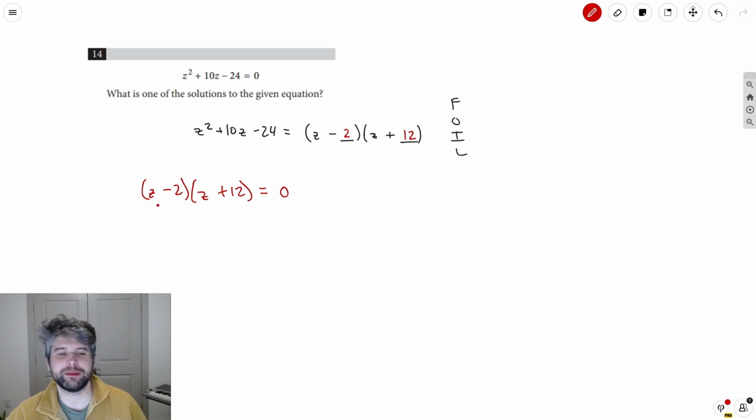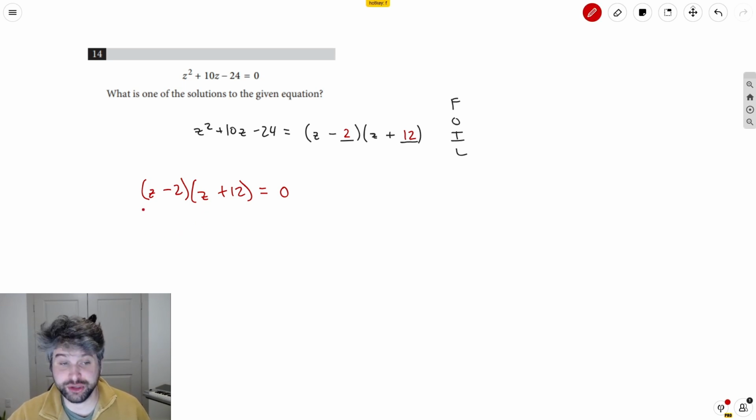Now, how does this make the problem easier? Here, I encourage you to pause the video and see if you can guess two numbers that, when you plug them in, solve this equation. If you thought about it for a while, you might have thought of the answers z equals 2 and z equals negative 12. Why is that?